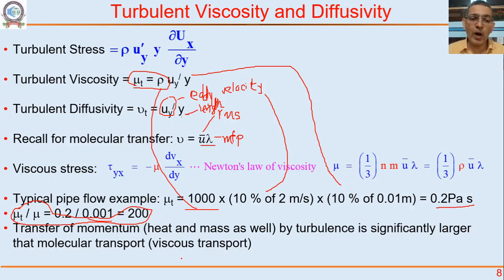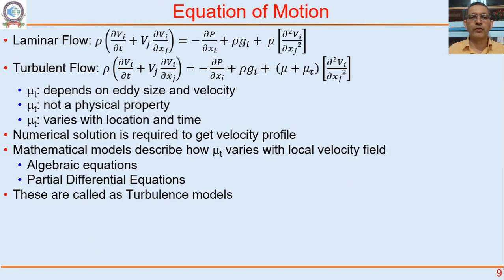So we need to account for this in our equation of motion. When we derived the Navier-Stokes equation, we had considered convective forces, pressure forces, gravitational forces, viscous forces. Now this is an extra force arising out of motion of eddies, an extra stress, which we need to account for because it is significantly larger than the molecular transport. Here is how we are going to do it.